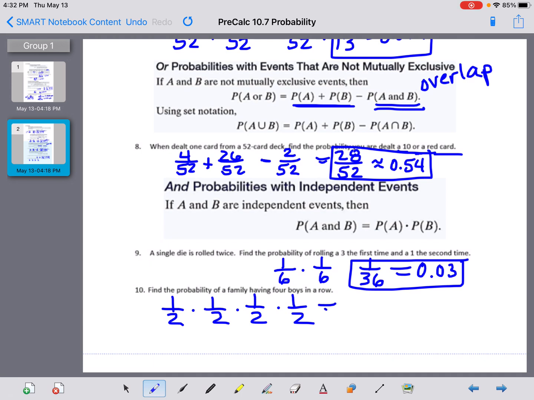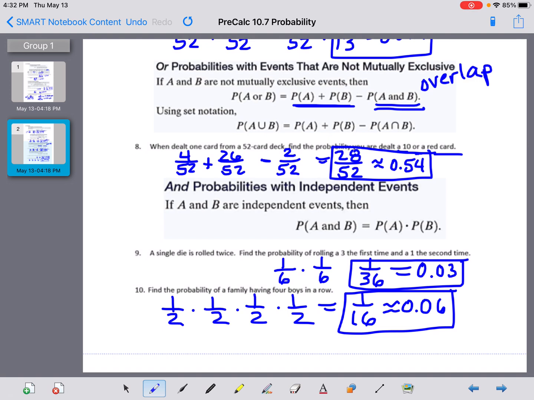Okay, so what's the chance you're going to have 4 boys in a row? Well, 1 times 1 times 1 times 1 is 1. 2 times 2 times 2 times 2 is 16. So 1 in 16 chance of having 4 boys in a row. As a decimal, it's about 0.06. All right, about a 6% chance of having 4 boys in a row, because each time you get a 50% chance.